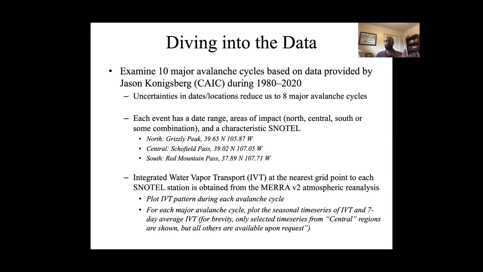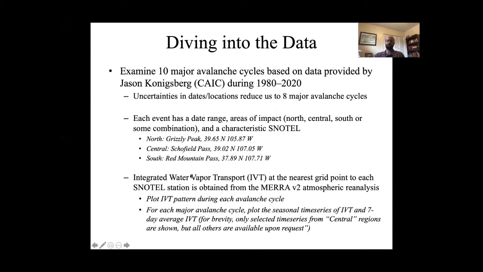Now, each event has a date range, a primary area of impact, which is north, central, or south, or some combination within Colorado, and a characteristic SNOTEL station, which we can use for further evaluation. And those SNOTELs are listed right here.